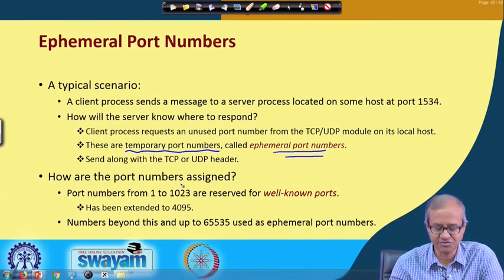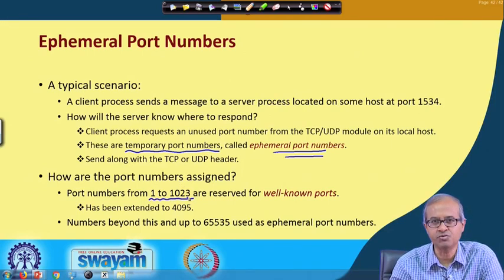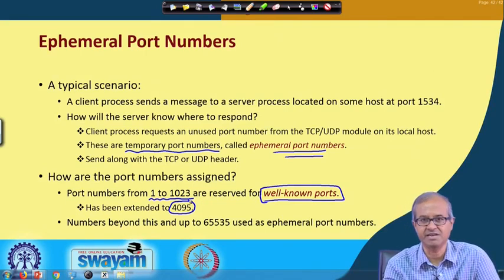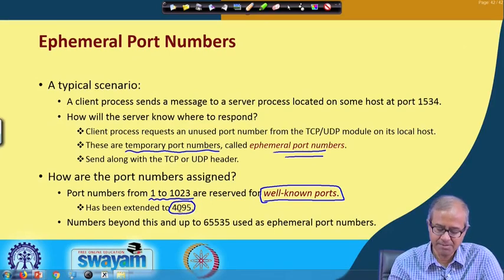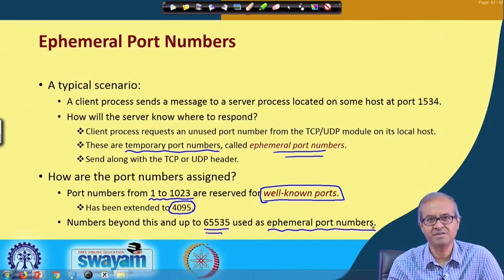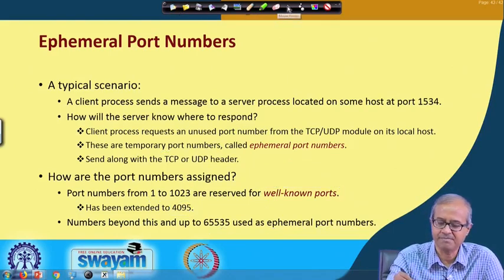Now, there are some conventions which are followed. Port numbers from 1 up to 1023 are reserved for the well known ports, but recently this has been extended up to 4095 as the number of well known services is increasing. Numbers beyond 4095 and up to the maximum can be used as the temporary port numbers, the ephemeral port numbers.